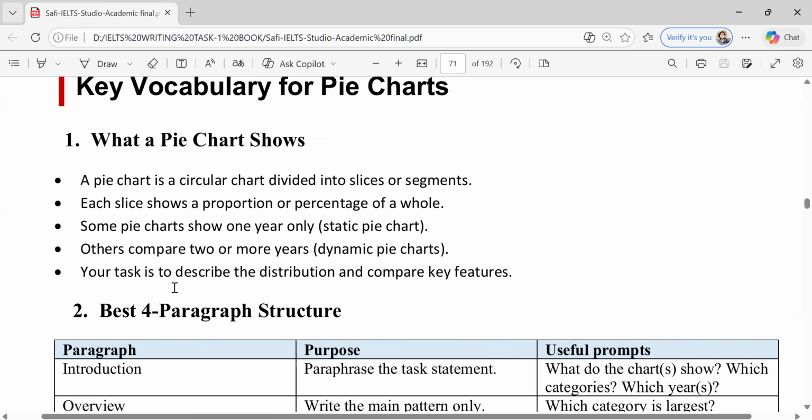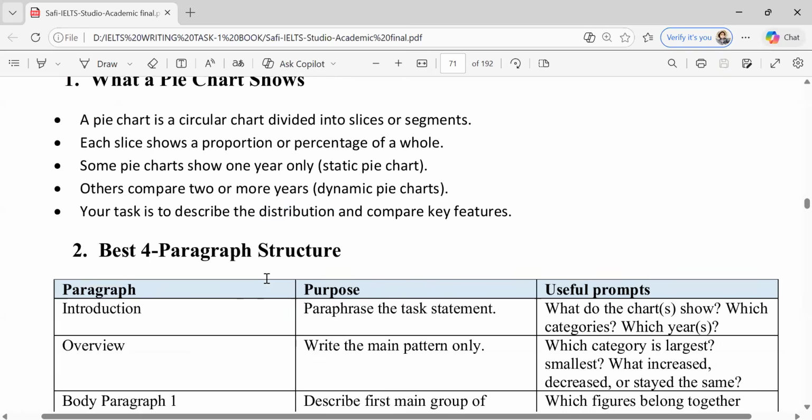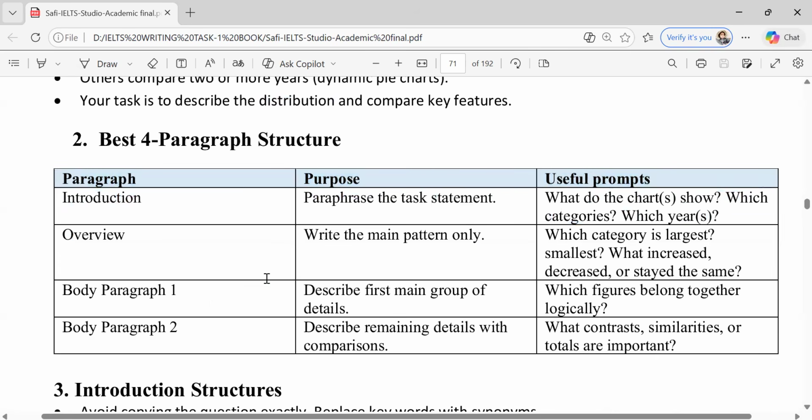So your task is to describe the distribution and compare key features. As I mentioned earlier, it's a circular chart divided into different slices or segments. You describe how it is distributed, and we will complete it in 4 paragraphs. The first paragraph, introduction. Number 2, overview. The third one, main body paragraph 1, and then main body paragraph 2.